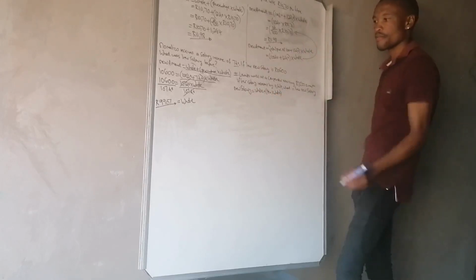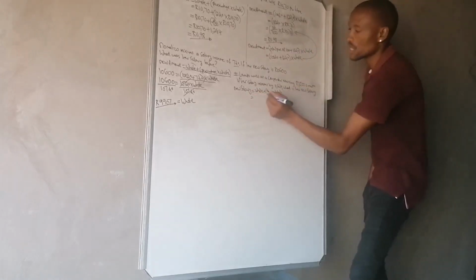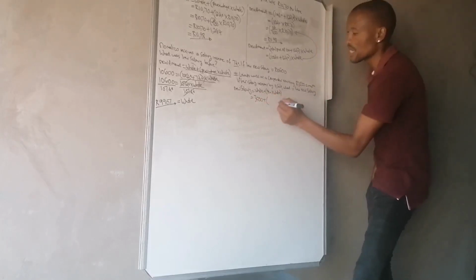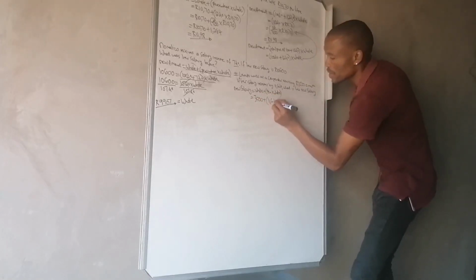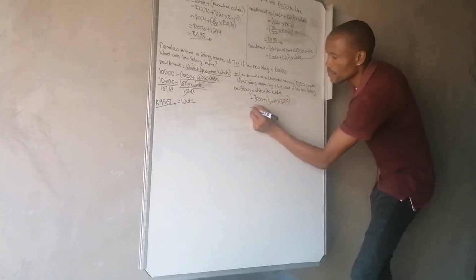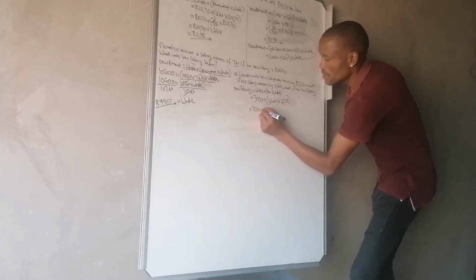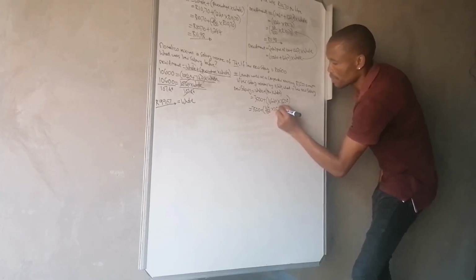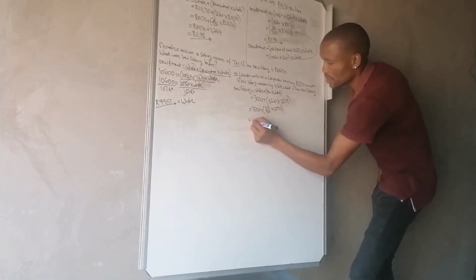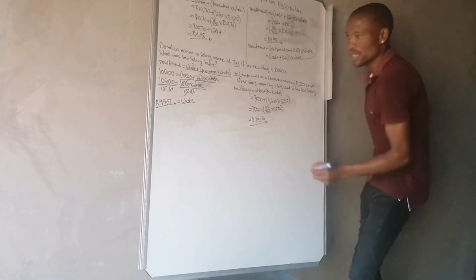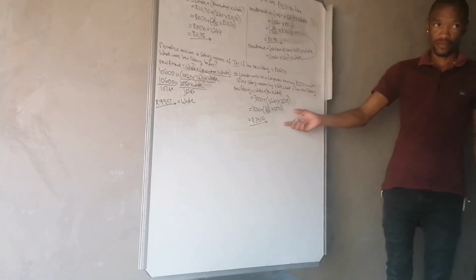What is the whole? It is 3,500, plus the percentage, which is 11.6% of the whole, 3,500. So 3,500 plus 11.6 over 100 multiplied by 3,500. You get 3,906.